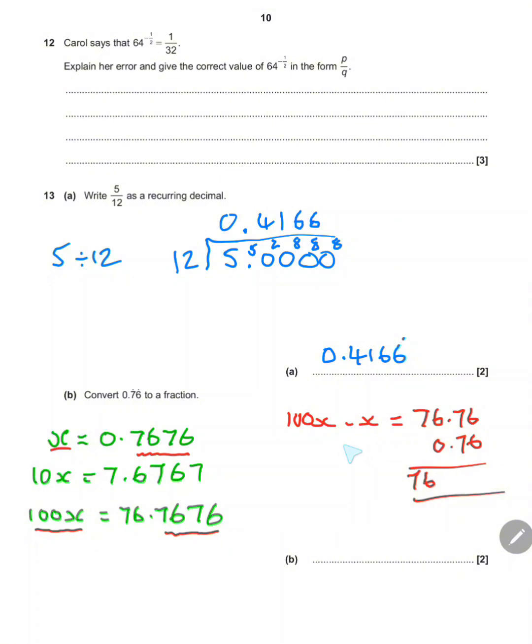We can answer this part of the calculation. 100x take away x is 99x. And if 99x equals 76, then x equals 76 over 99. And x was our original decimal. So I've turned the decimal into a fraction. It doesn't say simplify, so there's no marks for simplifying. I'll just leave it like that.